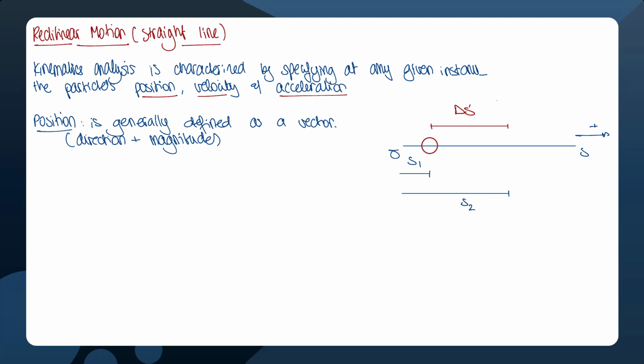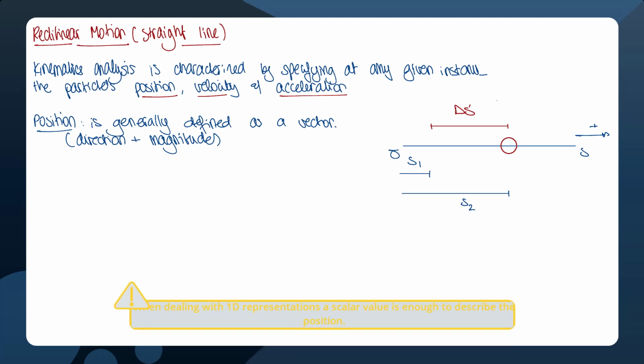takes a position S1 first, then another position S2. And so S1 and S2 are basically the positions of the object. And to define a position, we need a magnitude and a direction. But as you can see here, since we're dealing with a one-dimensional space, there is no need for a direction, since the direction has to fall within that line. So when dealing with 1D representations, the magnitude is the most important parameter of a position. And the magnitude here is either S1 for the first position or S2 for the second position.